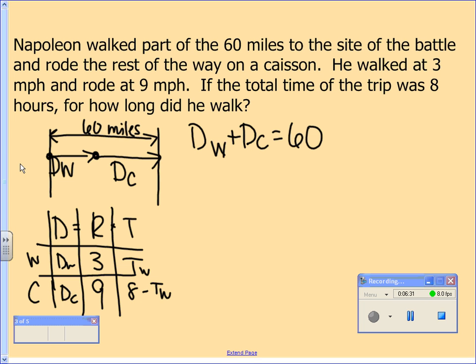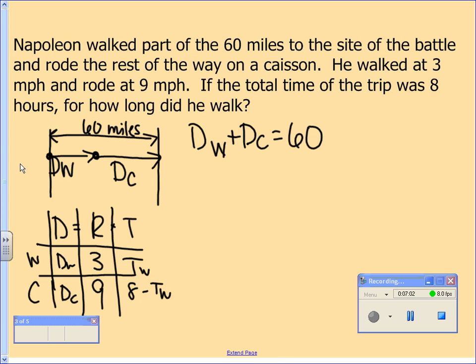So if he walked for 4 hours, how long would he have ridden? 4 hours. If he walked for 4, 8 minus 4 gives you 4. Does that make sense? No, I just picked a number. If he walked for an hour, then he rode for 7 hours. So 8 minus 1 is 7. Any questions on these so far?